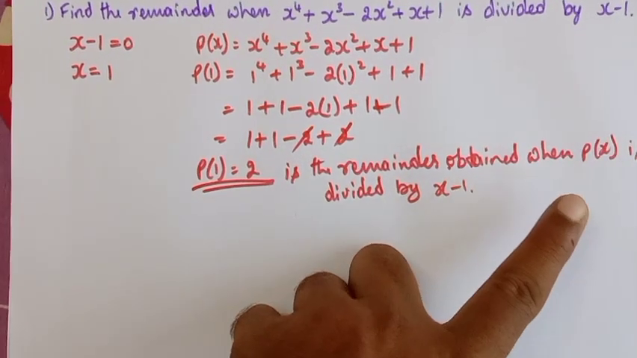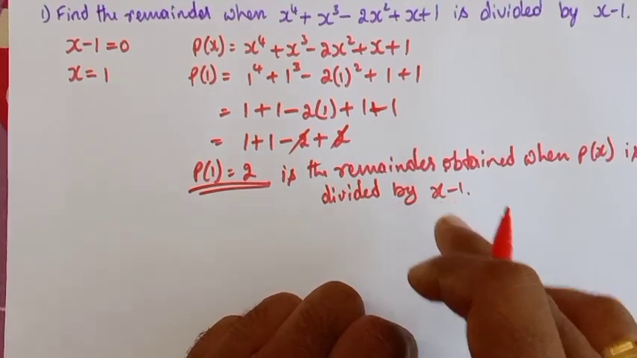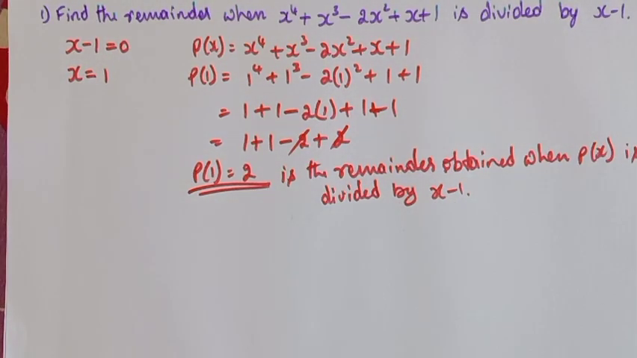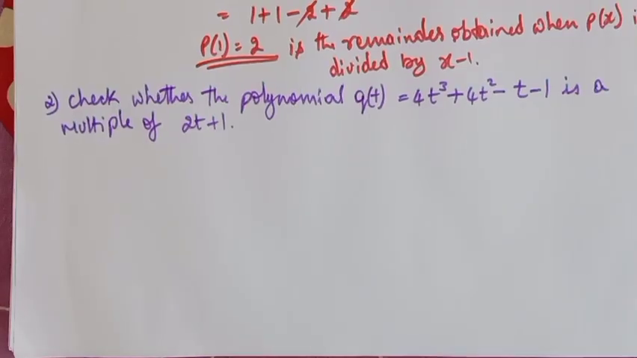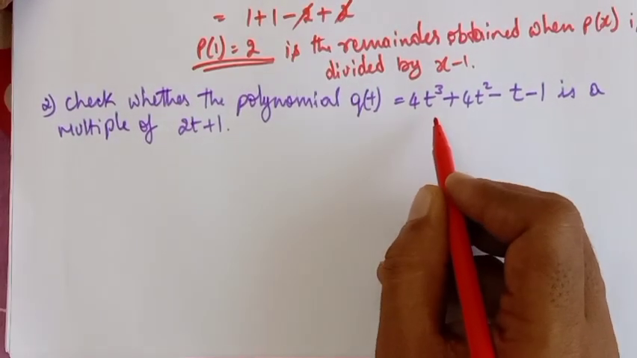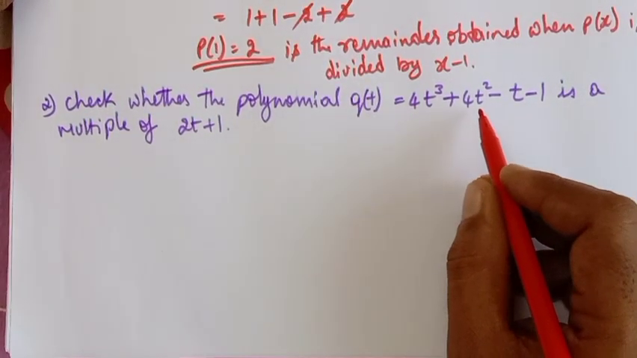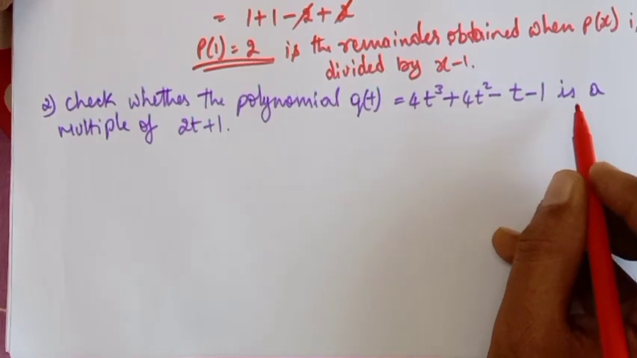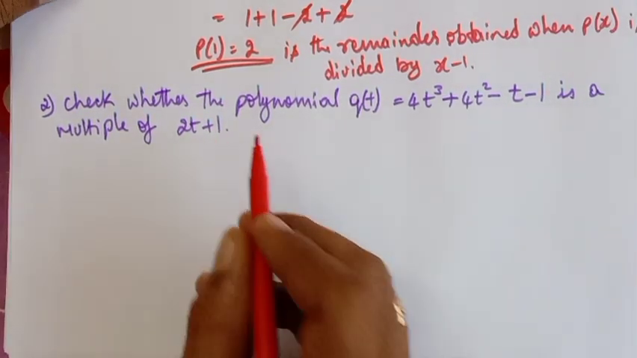...obtained when p of x is divided by x minus 1. Check whether the polynomial q of t is equal to 4t cube plus 4t square minus t minus 1 is a multiple of 2t plus 1.